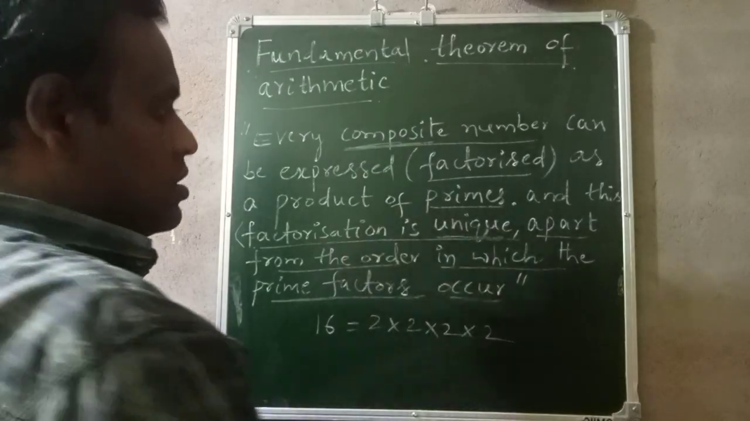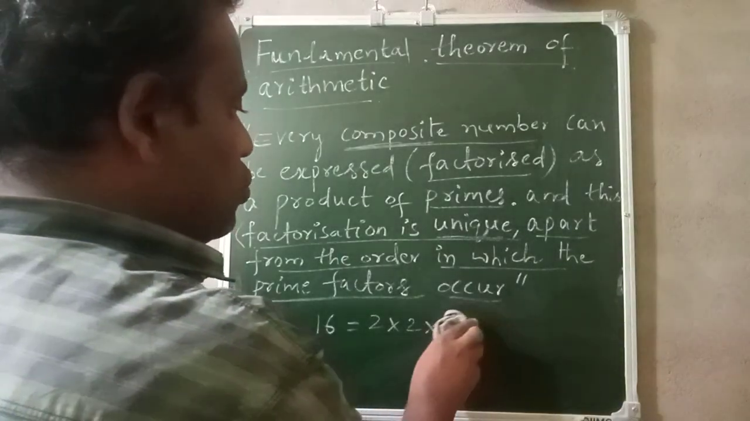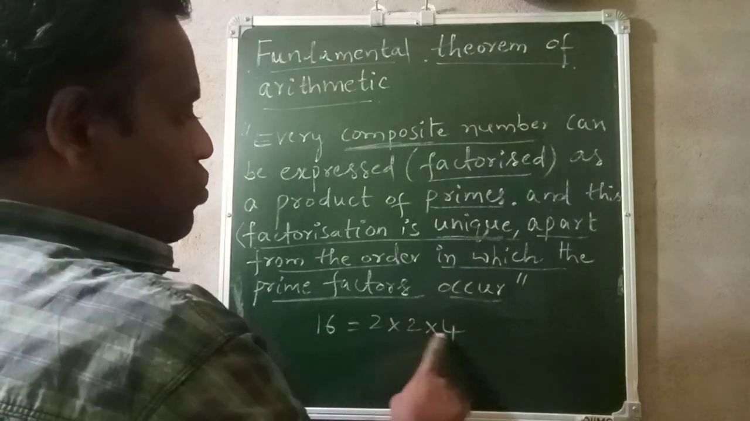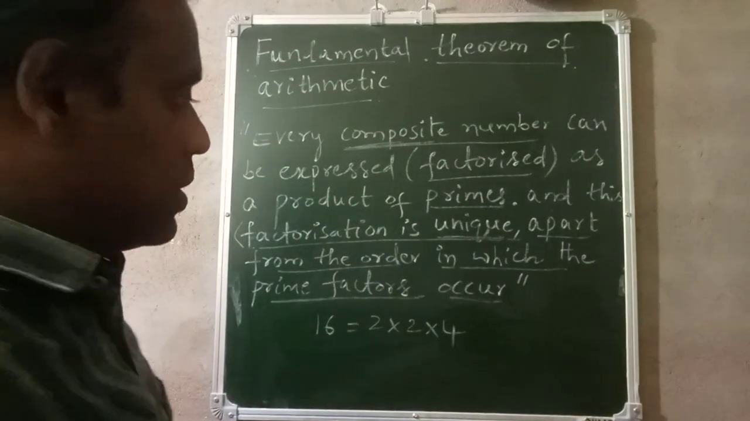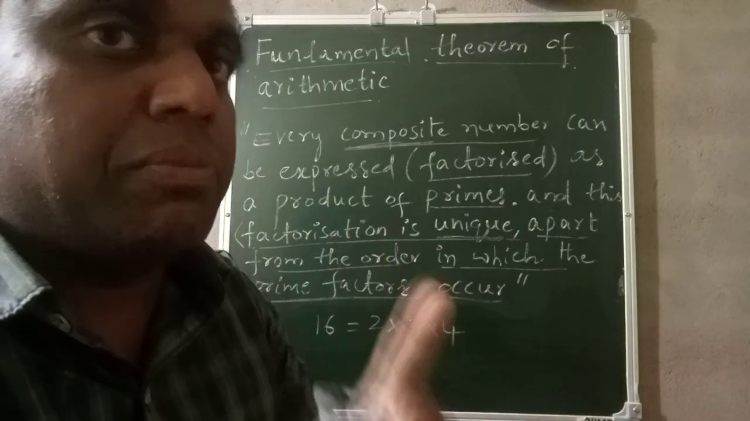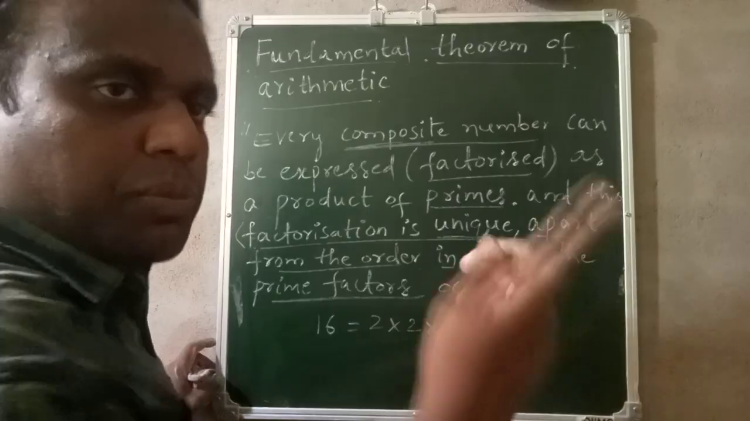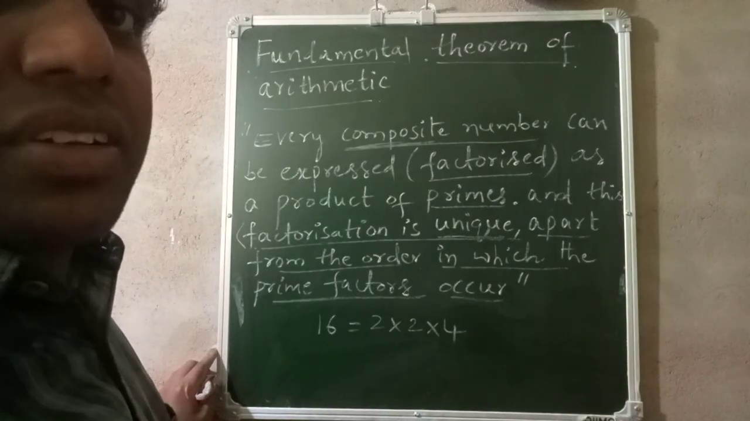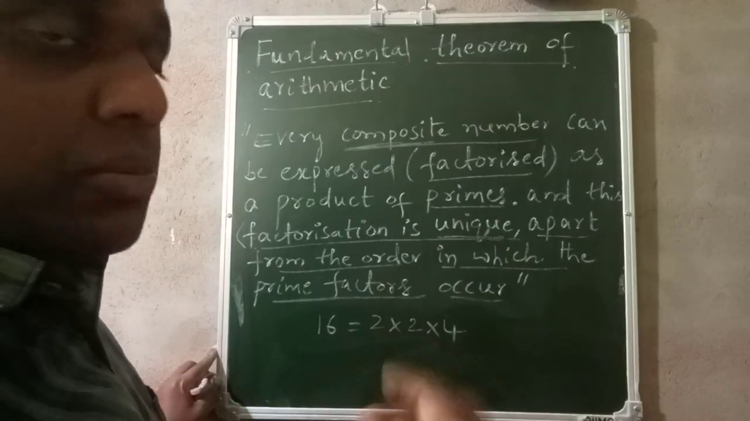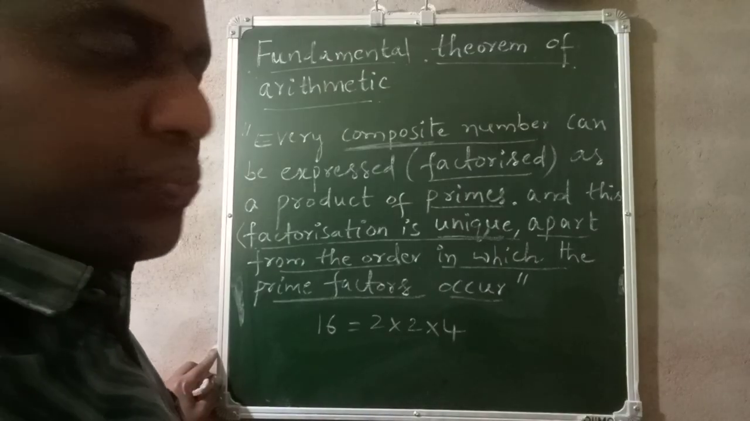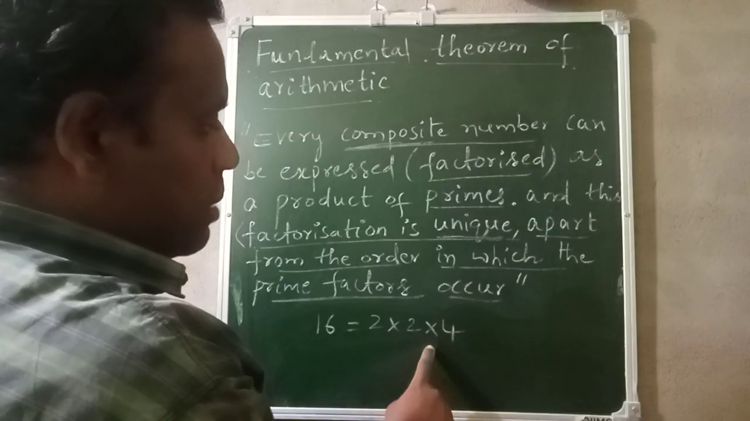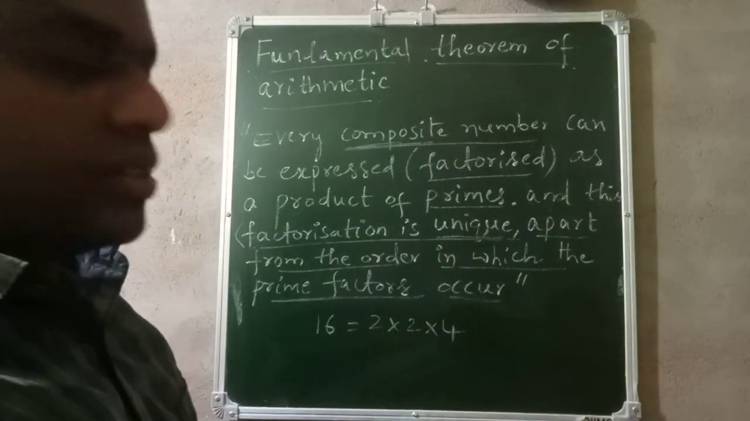For example, instead of 2 into 2, if you use 4, of course, 2 2s are 4, 4 4s is 16 only. But this is factorization. In factorization, there should be only prime numbers. So this 4 is not a prime number. That is a composite number, because it has more than two factors. In the beginning only I showed you. So in this multiplication of numbers, only primes should be there.